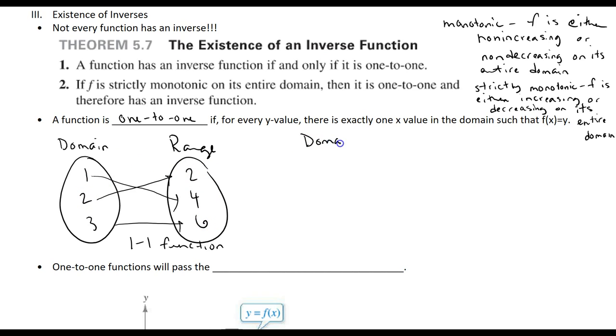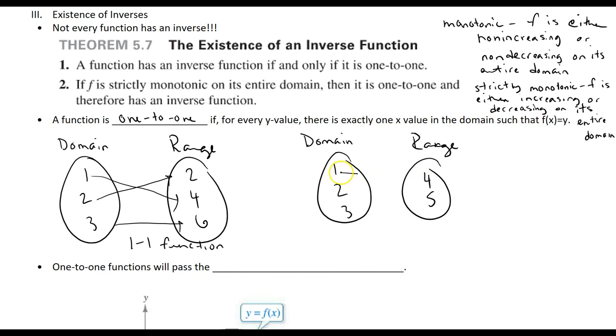Whereas with this function, let's say I have 1, 2, 3 again, and my range in this case is going to just be 4 and 5, where I have maybe 1 mapping to 4, 2 mapping to 5, and 3 mapping to 5. This is a function, but it's not a one-to-one function because 5 going in the reverse direction, 5 would be paired with both 2 and 3 in the x. So this is not one-to-one, but it is a function still.